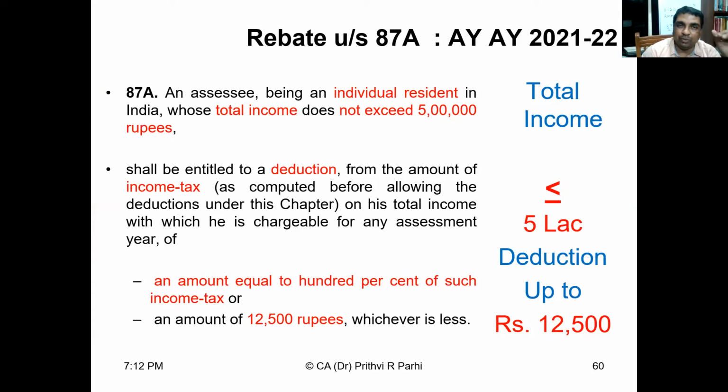Okay. And you know the application of rebate under section 87A, which says if the total income is less than or equal to 5 lakh, a deduction up to 12,500 will be allowed. That means 100% of the income tax or rupees 12,500, whichever is less, will be allowed. We have seen its effect, but it is applicable only to resident individuals. This point you have to remember. And the moment income exceeds 5 lakh rupees, this rebate will not be allowed.